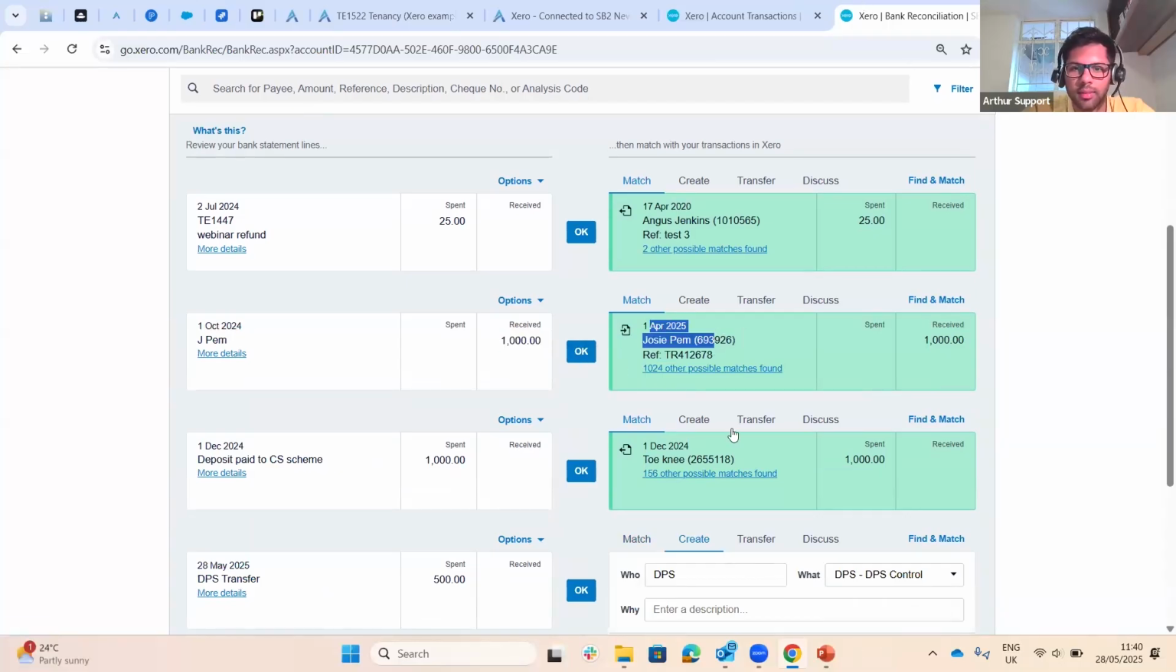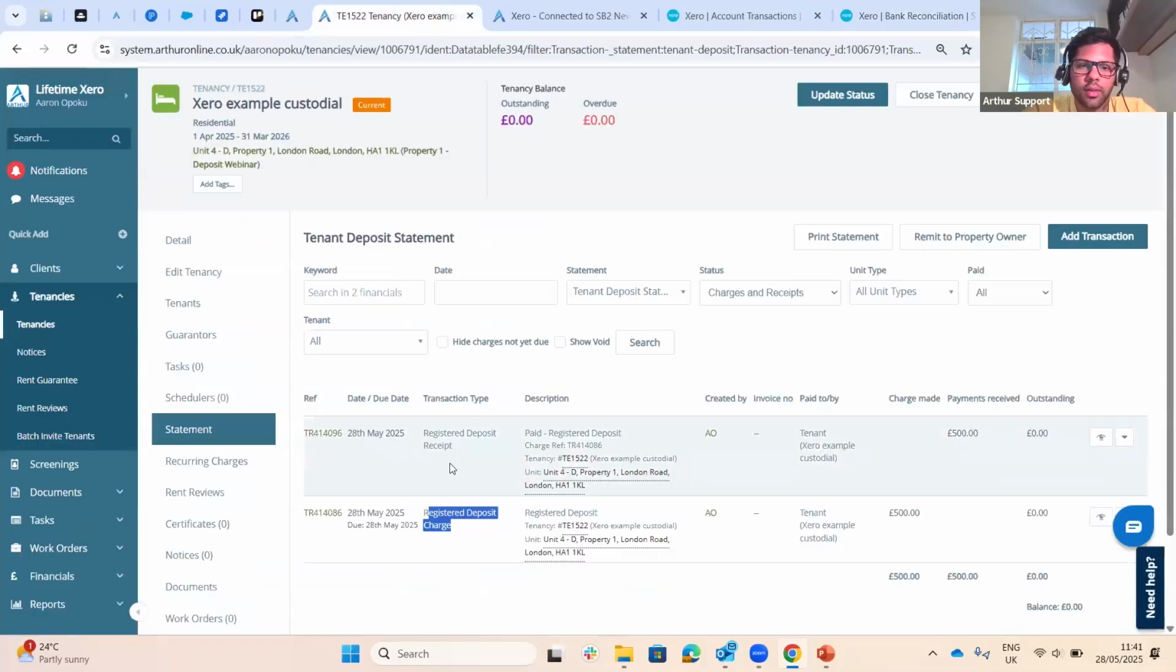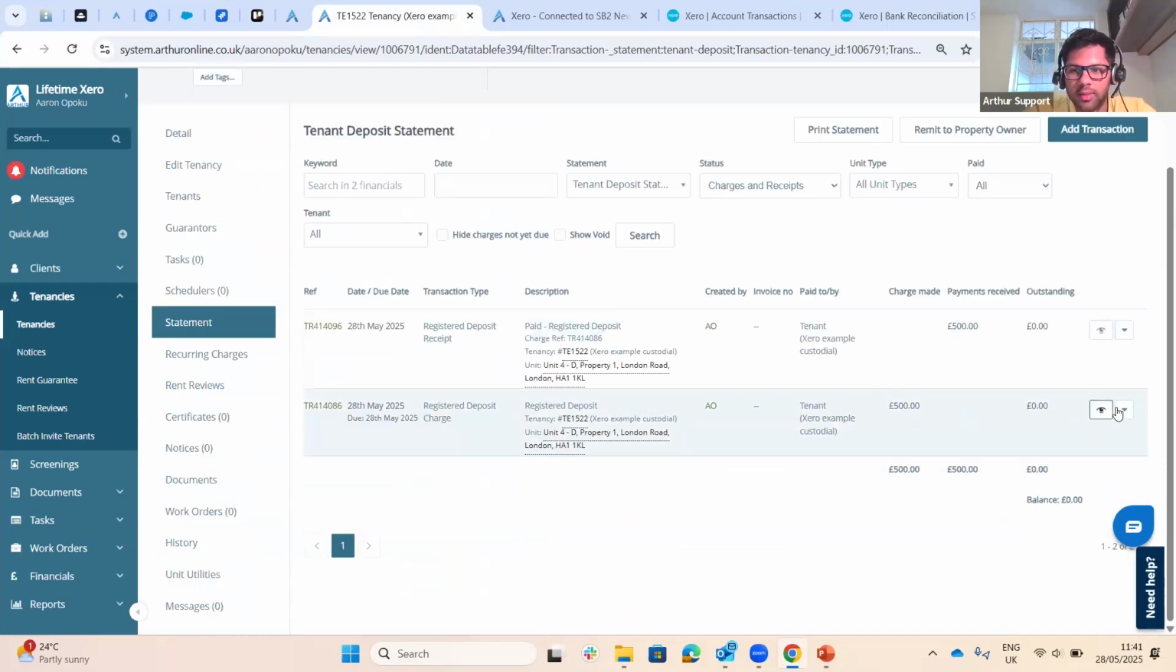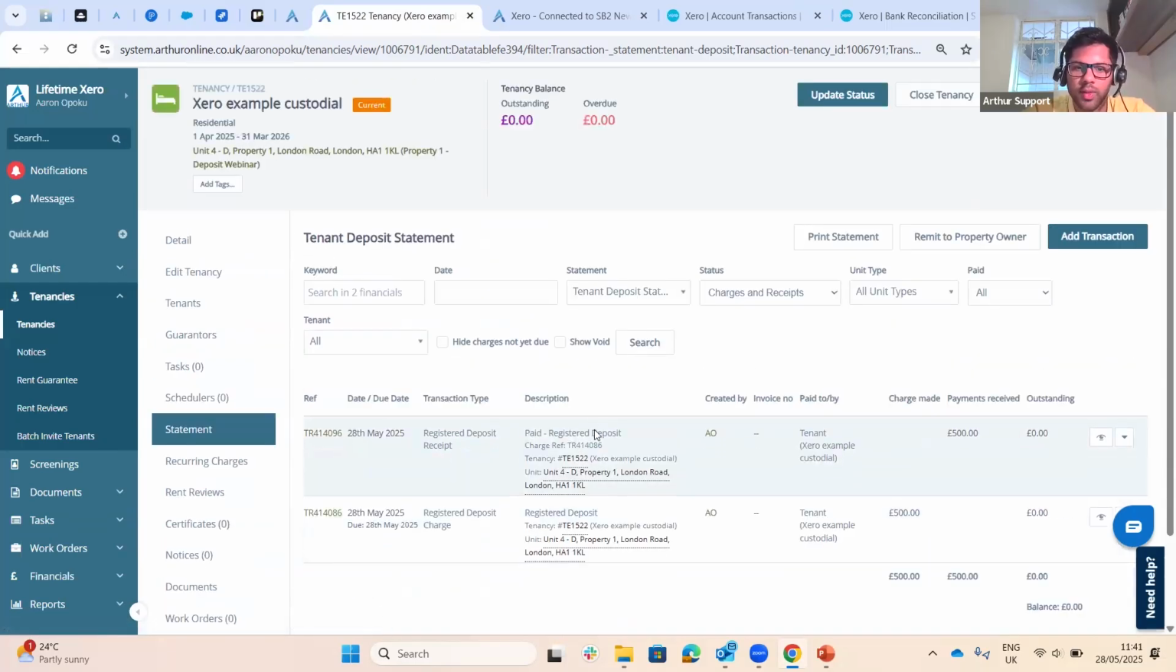This is not the same example, it's just a different example, but the match will appear here as £500. That's your registered deposit charge invoice, and then the payment coming in of £500, and then you'd press OK. The sync will then automatically create the registered deposit receipt in Arthur and populate your deposit statement. So that's how it would work with Xero. If you're not using Xero, you can pay off this charge manually from here with pay off charge, and that will create the receipt on the deposit statement.